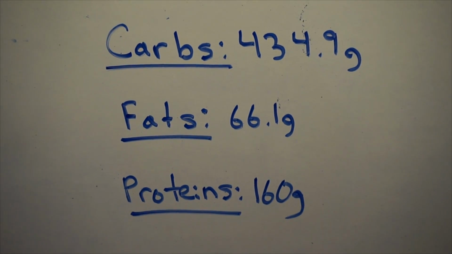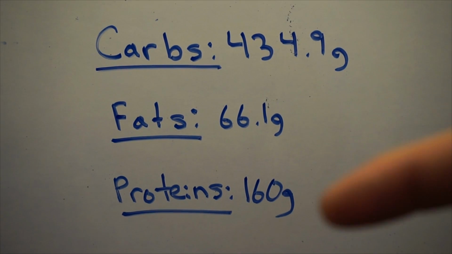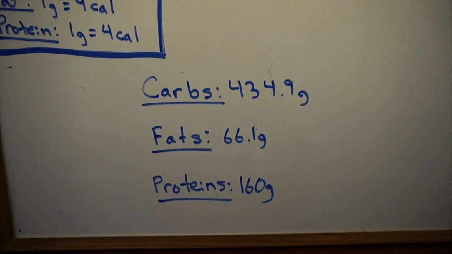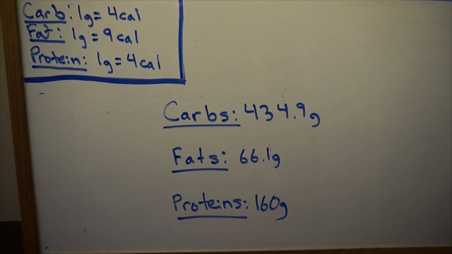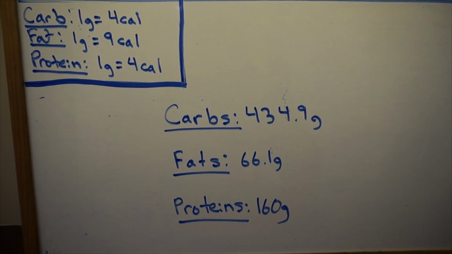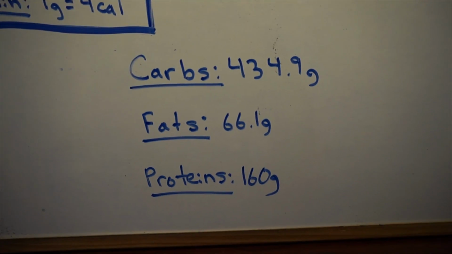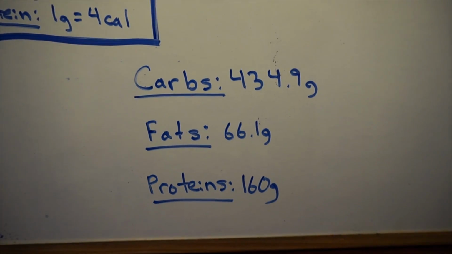So there you go. This is the exact amount of carbs, fat, and protein that you're gonna be getting every single day. And if you refer to the legend here, it might make a little bit more sense when you notice that 1 gram of fat equals 9 calories. And that's why your fat intake looks a little bit smaller than the rest.